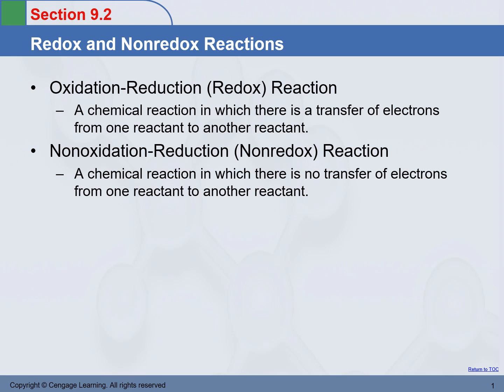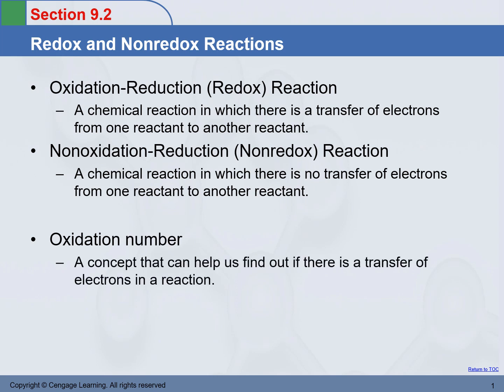But the first question we have is, how are we supposed to know whether there is a transfer of electrons in the reaction? In other words, how do we predict if a reaction is a redox or not? To do that, we have to introduce a new concept that is called oxidation number. Oxidation number is a concept that we can use to predict if there is a transfer of electrons during the reaction.